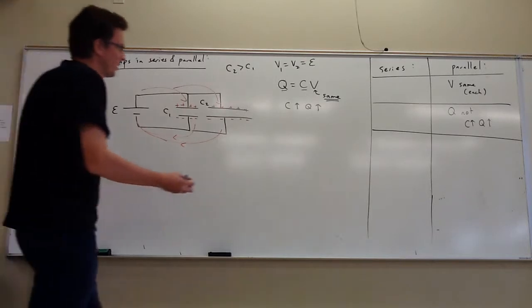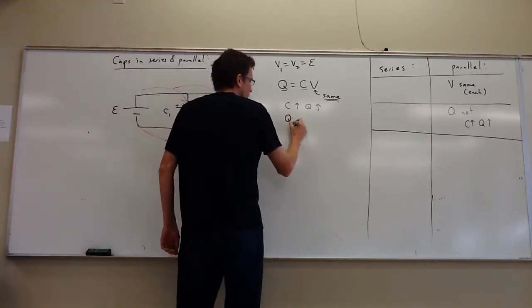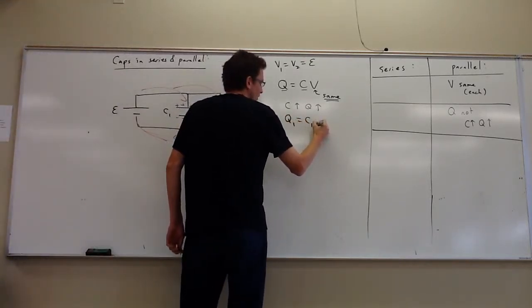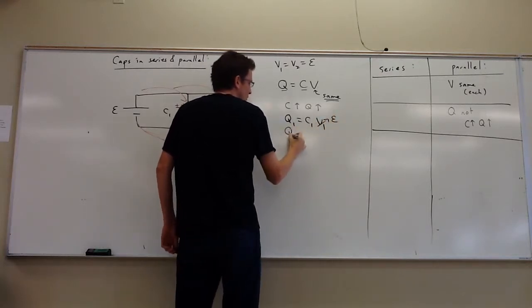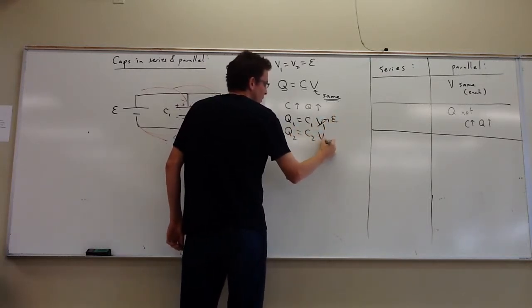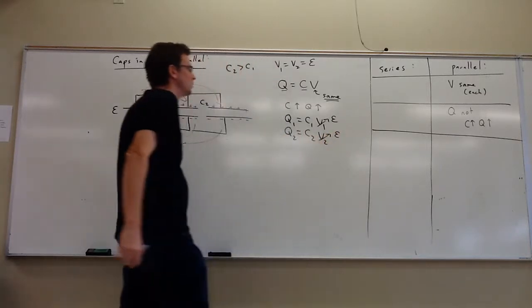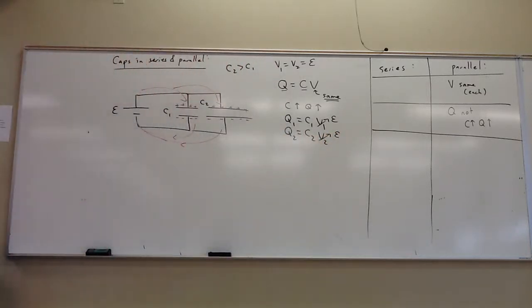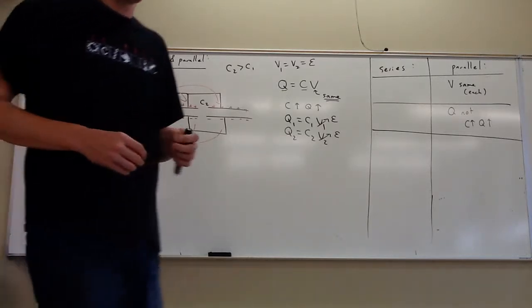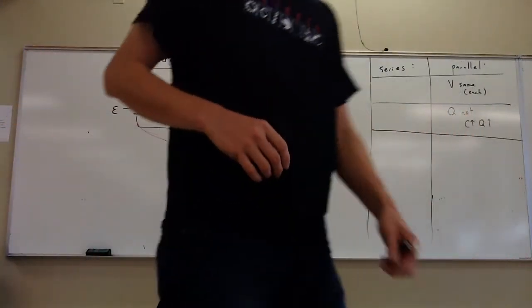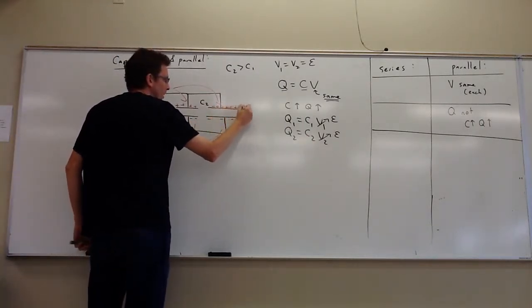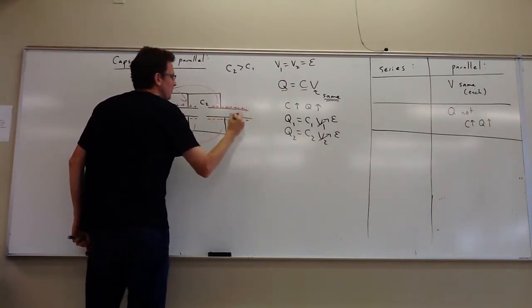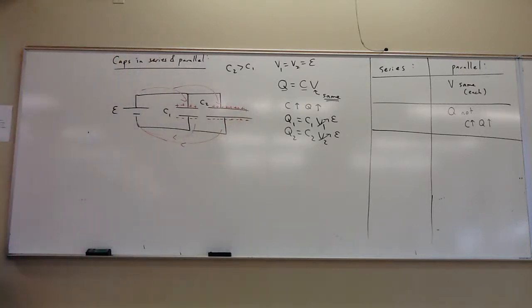In fact, if you wanted to calculate those, of course, you go Q1 equals C1 times the voltage, which is just the battery EMF, and same thing here with the other one. And I guess I've already drawn it that way, but I should probably emphasize this. So this capacitor has much more charge on it. Looks like that.